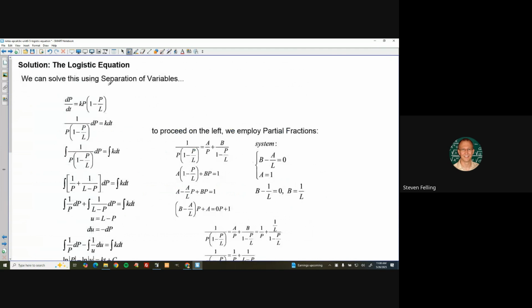We can solve this with separation of variables. What we would have to do is multiply dt to the side, which means this whole thing here, P times 1 minus P over L, has to move to the left side by dividing. And then when we take an antiderivative, we're going to have to do partial fraction expansion over here because we have 2 factors, and they're both linear factors. So what would that look like? Well, this 1 over P times 1 minus P over L could be A over P plus B over 1 minus P over L.